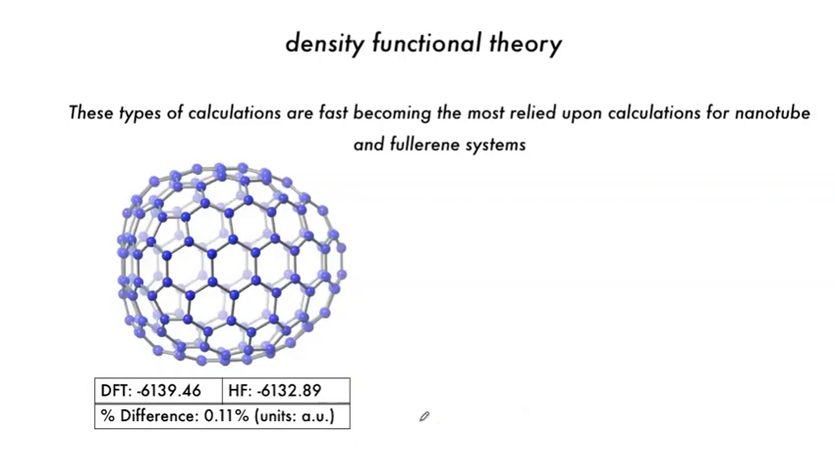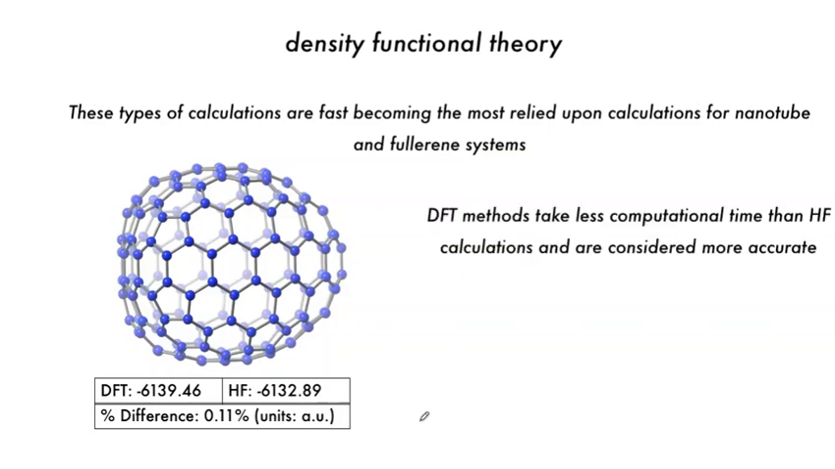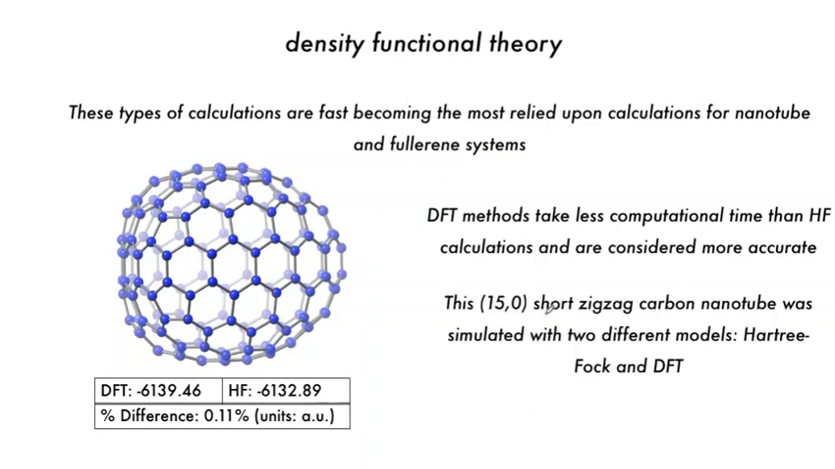So these types of calculations are fast becoming the most relied upon calculations for nanotube and fullerene systems, also for just general systems. DFT methods take less computational time than Hartree-Fock calculations and are considered more accurate. So this 15-0 short zigzag carbon nanotube was calculated with two different models, the Hartree-Fock and the DFT. And you can see the energies here are quite similar. The energy is somewhat lower for DFT than it is for Hartree-Fock, but it's minimal.